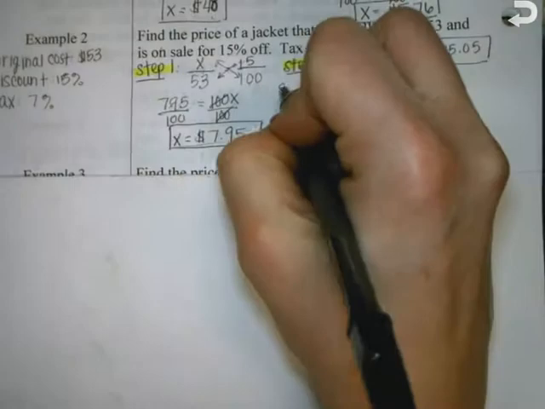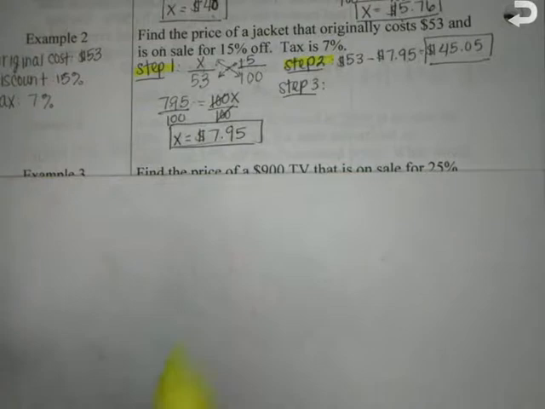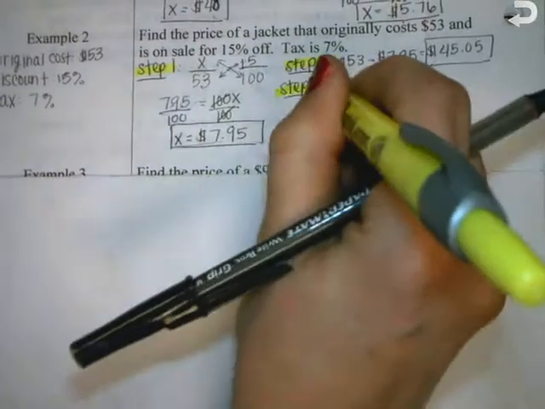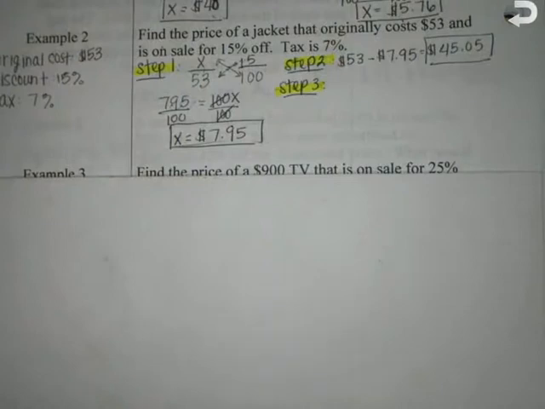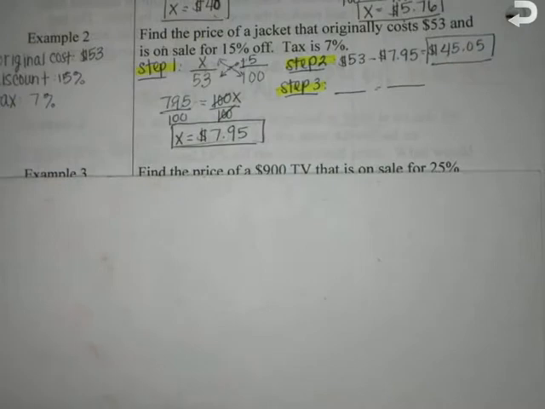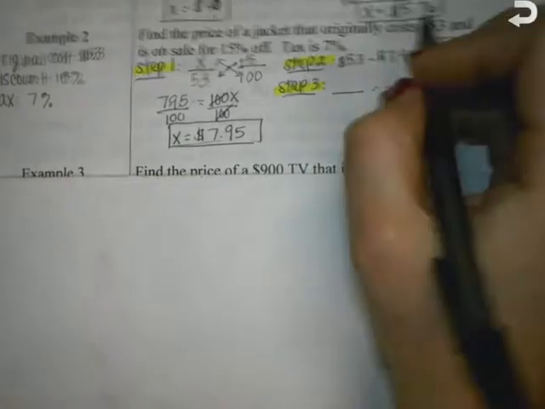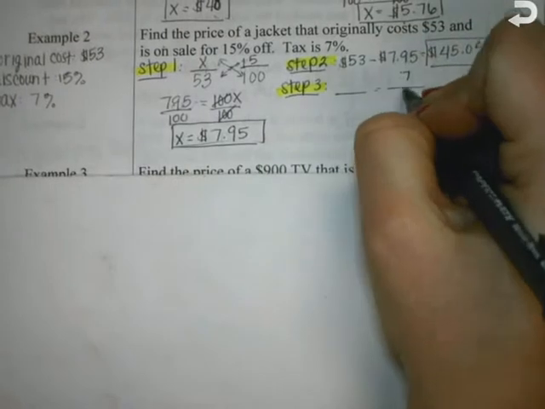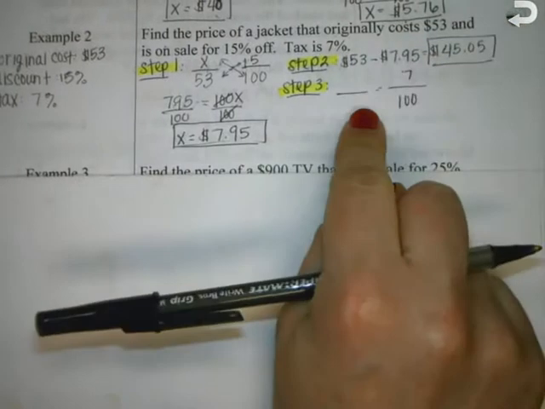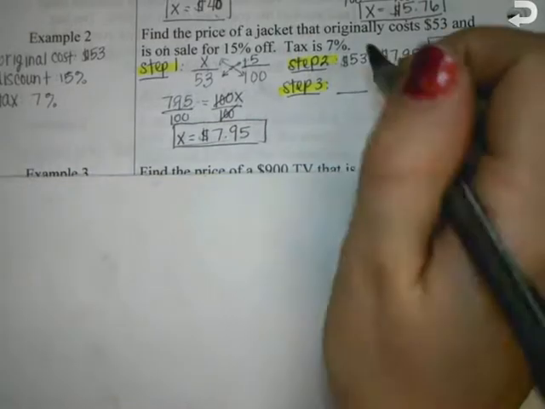Step 3. Now I need to find out how much tax I will be paying. So I have to set up another proportion. And will you set that up for me, please? How about the right-hand side? 7 over 100. Good. Okay, and then the left-hand side, what did you get? 45.05. Does that go on top or bottom? On bottom. Good. 45.05, and x goes on top.